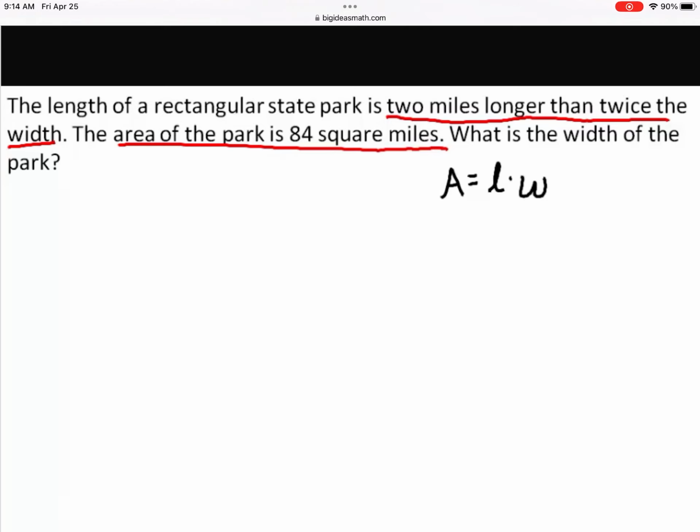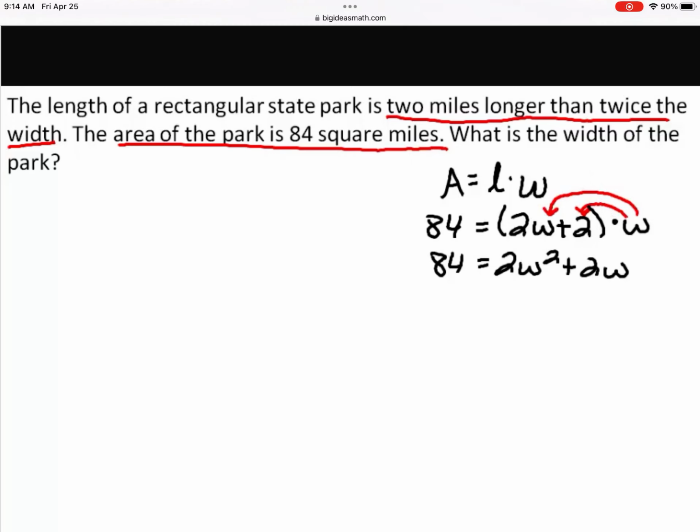Let W represent the width, then 2W plus 2 represents the length. Substituting 84 for the area and 2W plus 2 for the length, you get 84 equals the quantity 2W plus 2 times W. Distributing the W through the quantity 2W plus 2, you get 84 equals 2W squared plus 2W.